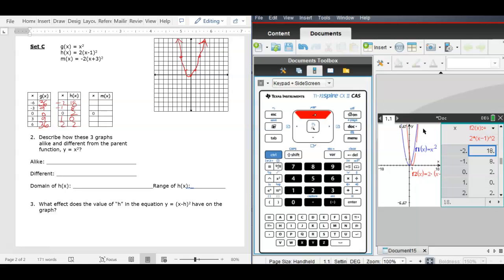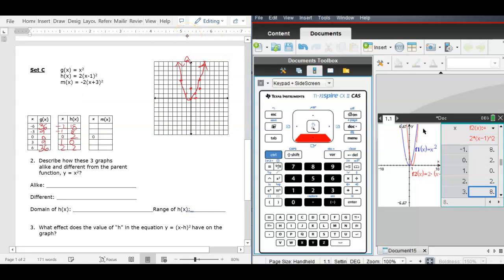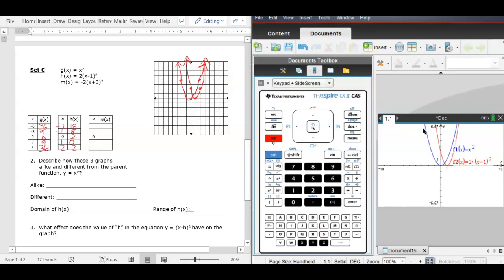All right. Now I know this minus 1 means it's been moved over to the right one. Let's plot these points. Negative 1, 8; 0, 2; 1, 0; 2, 2; 3, 8. This one is narrower. All right. And then Control T to get rid of that tab.